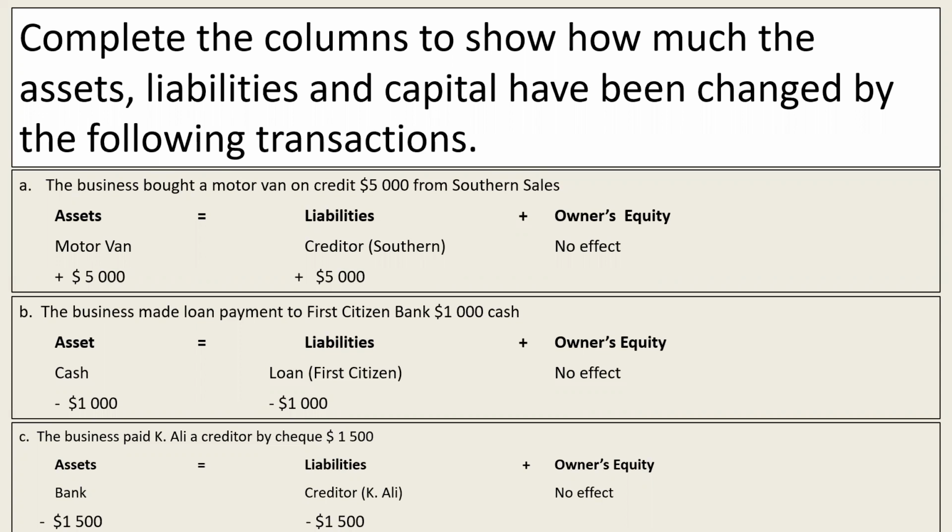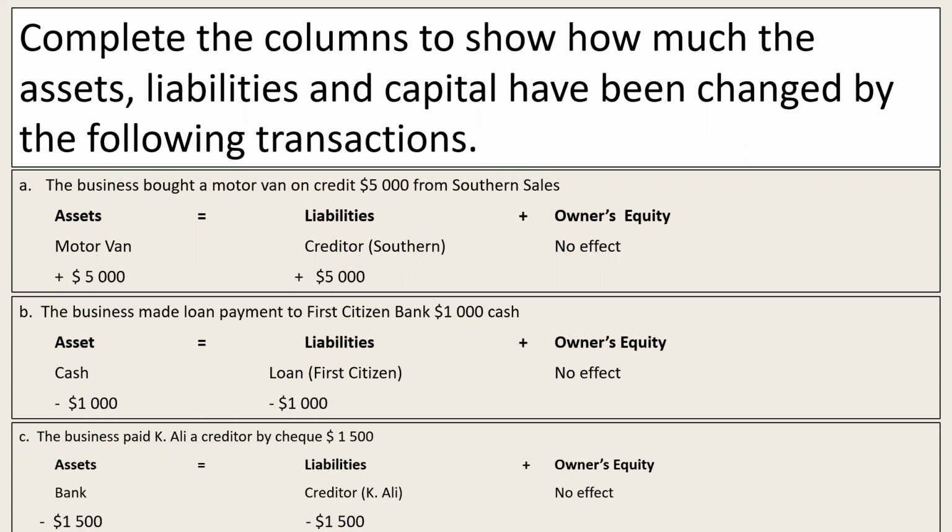Now, as I said, it is the basic accounting equation that is used: assets equal liabilities plus owner's equity. This is one of the basics. We are going to look at the equation based on the transactions that are given. All right, so let's start with A.